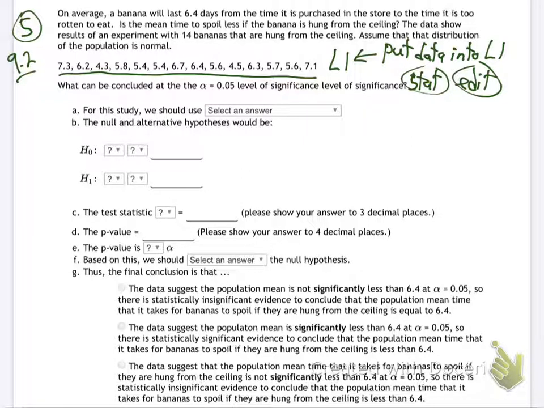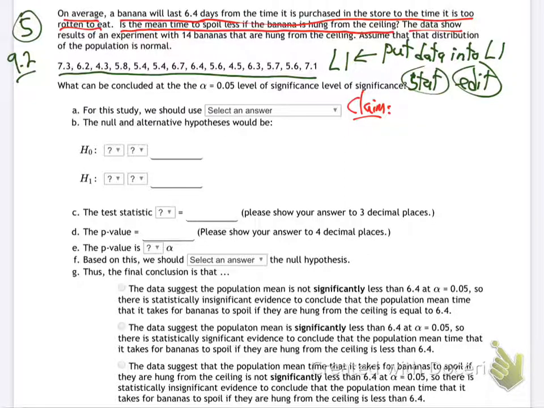Now, let's write the claim. What's being said? On average, a banana will last 6.4 days from the time it is purchased in the store to the time it is too rotten to eat. I just ate 2 bananas today that were getting close to that limit. Is the mean time to spoil less if the banana is hung from the ceiling? In other words, does hanging it from the ceiling make it spoil faster so the spoil time is less?